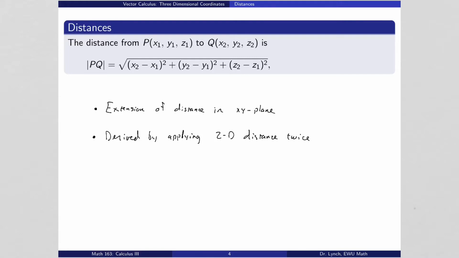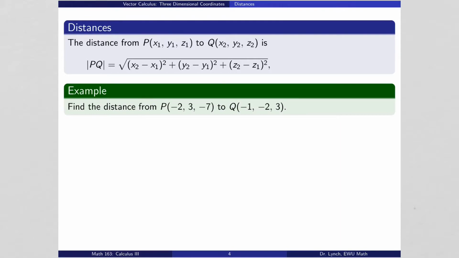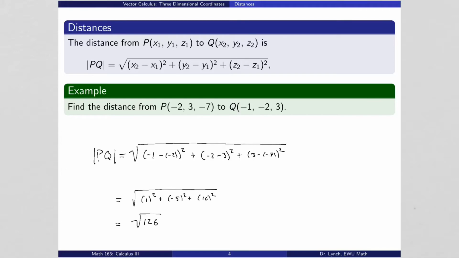Okay, so an example that uses this distance formula, let's have a look at the distance from some point (-2, 3, -7) to the point (-1, -2, -3). So again, pretty straightforward here. Just apply the distance formula. So here we see the squares of those differences summed and then square rooted, and then all that's left is just to crank out this number. So in this case, we see that that distance is the square root of 126.